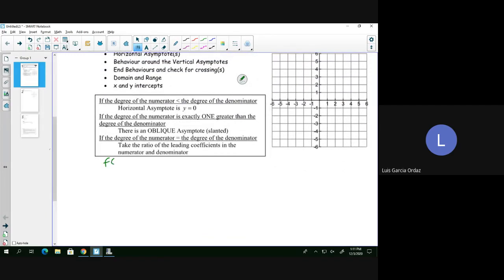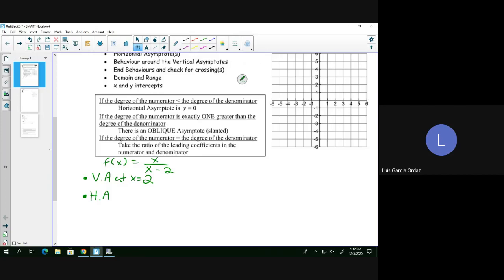So we have f of x is equal to x divided by x minus 2. Okay, so do we have any vertical asymptotes? Okay, so we have a vertical asymptote at x is equal to positive 2. So remember, the vertical asymptote has to do with the denominator. Okay, now we're going to get into the concept of horizontal asymptotes.